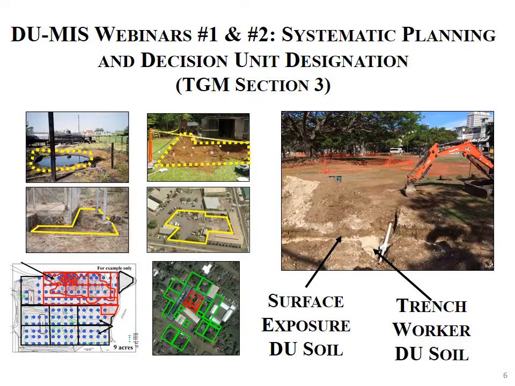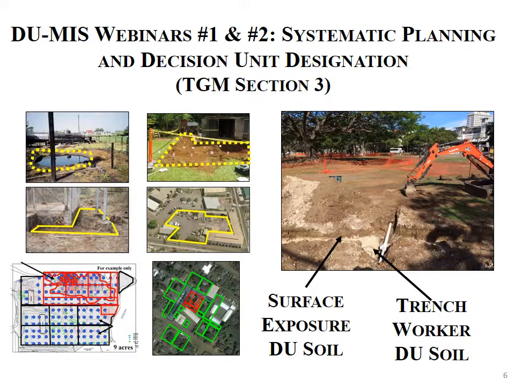So in the first webinar series that we gave beginning last June, in parts 1 and 2, we discussed systematic planning and decision unit designation. This is essentially something we've always done in the past, where you're looking at the site history and deciding what parts of the site need to be tested for potential contamination. We're really focused on decision unit designation, so you designate areas of the site for testing.